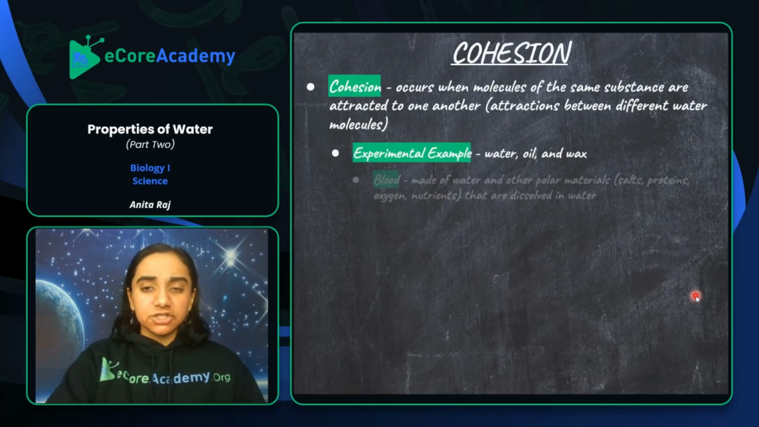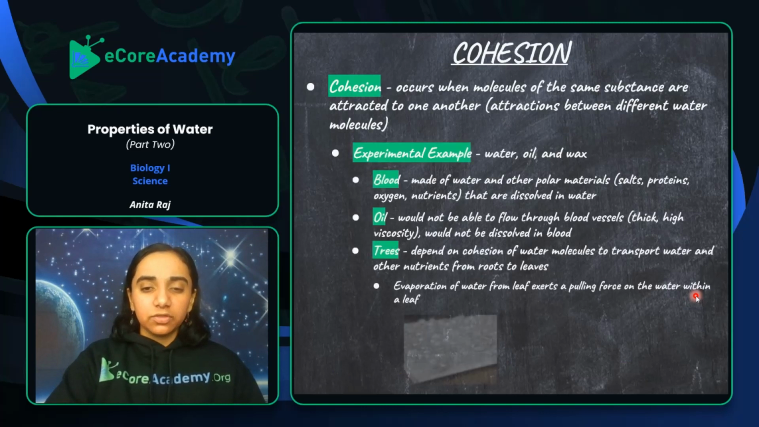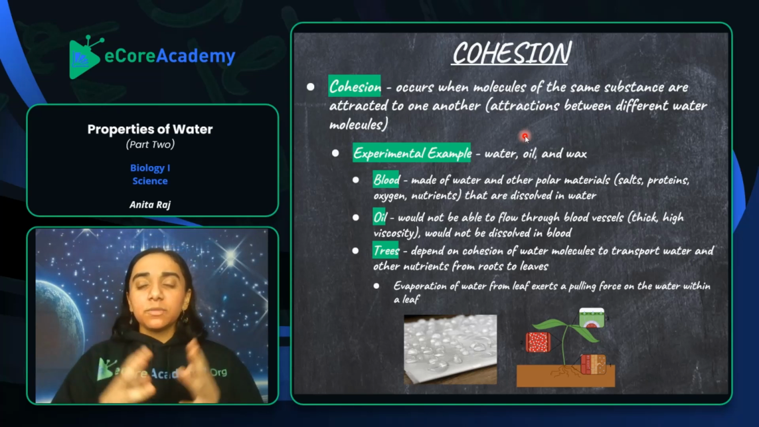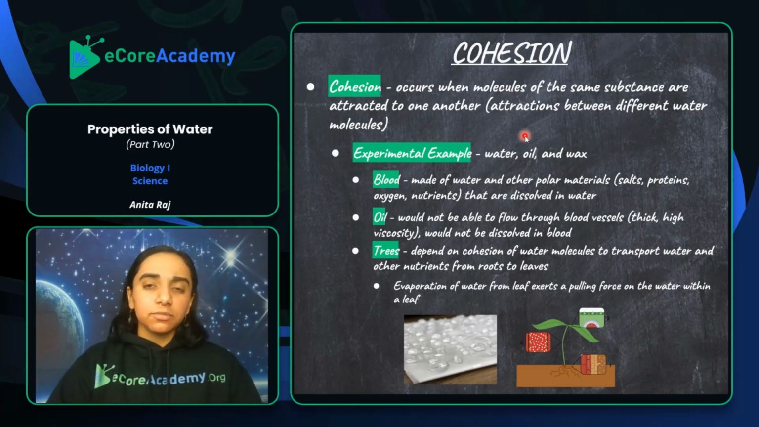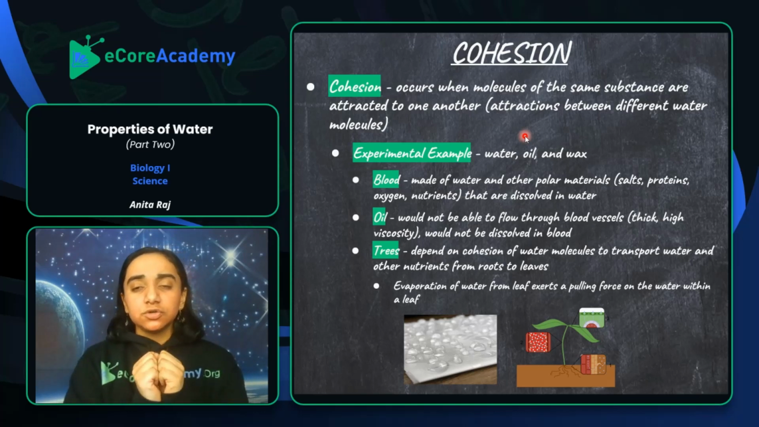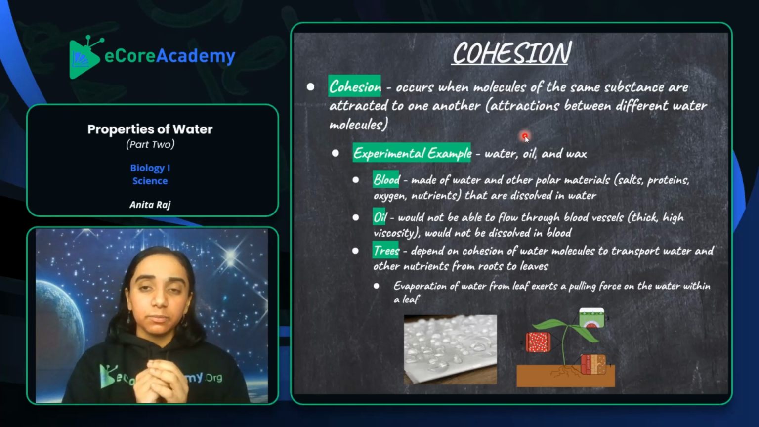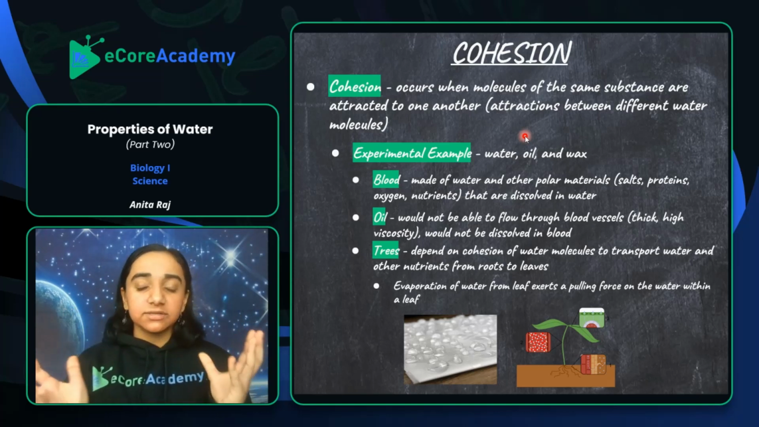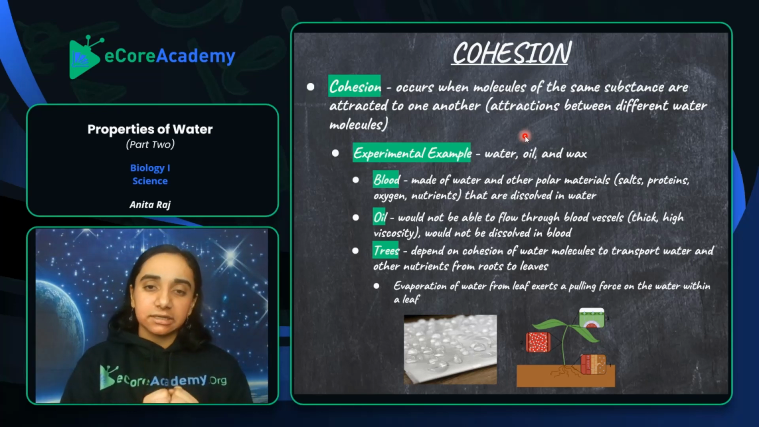So now let's talk about cohesion. And remember, all of this has to do with hydrogen bonds. Cohesion occurs when molecules of the same substance are attracted to one another. So, attractions between different water molecules. Again, this has to do with how hydrogen bonds form. Water molecules are attracted to one another because one water molecule has a partial negative at the oxygen, and another water molecule has a partial positive at the hydrogen. These two water molecules are attracted to one another and will form bonds. So that's cohesion. The two molecules belong to water. They're both exactly the same. They're both water molecules, and they're attracted to one another.